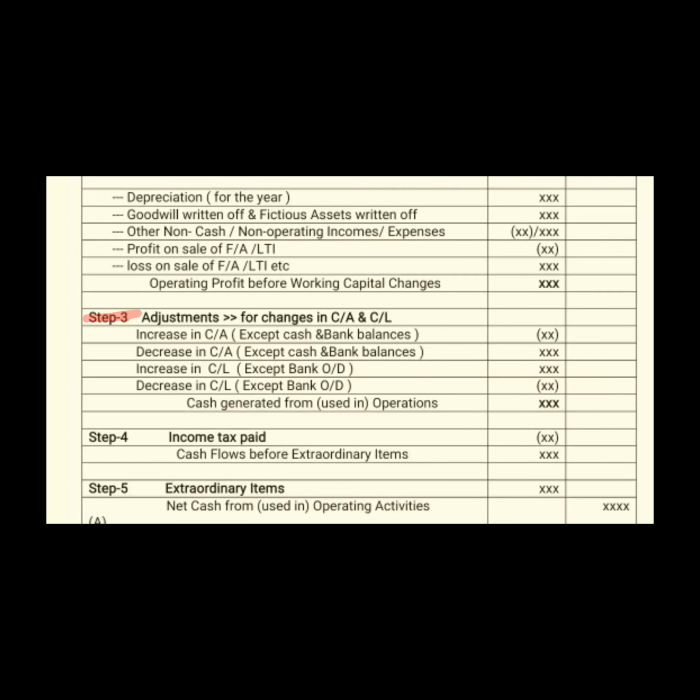Third one, step 3, adjustment of changes in current assets and current liabilities. That is nothing but your changes in working capital. Except cash and bank balance, you take the remaining current assets. And in the case of current liabilities, you don't consider bank overdraft, because these are cash and cash equivalents, which come at the end of the cash flow statement. Okay, so let us see these things now. If current assets increase, cash decreases, so you minus it.